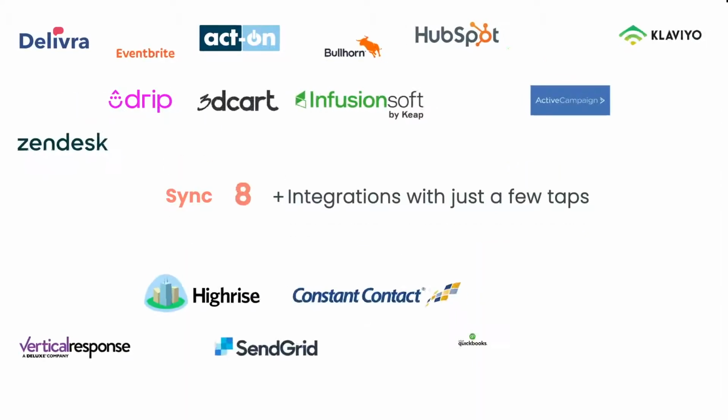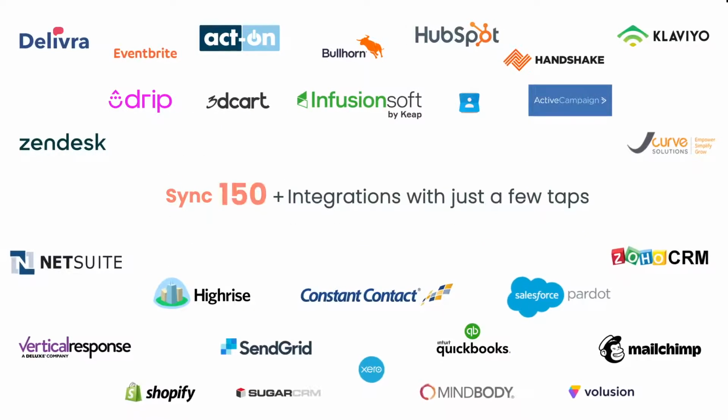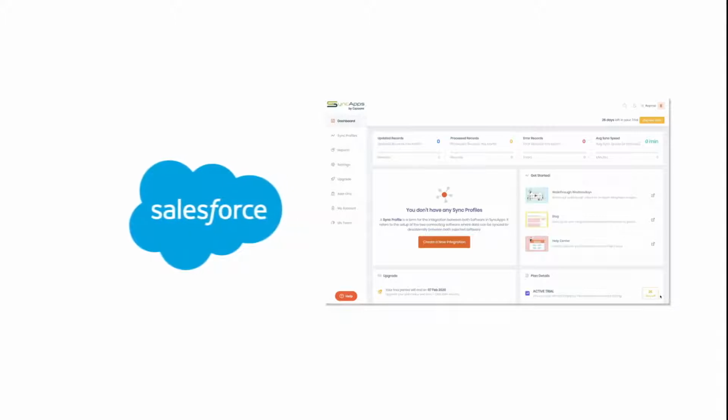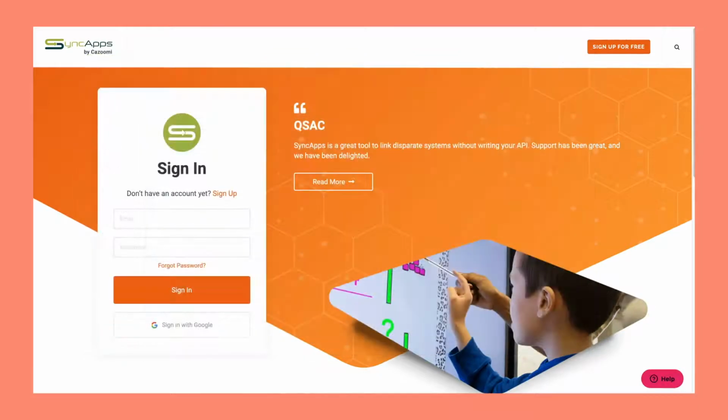Currently, SyncApps supports 150+ integrations, including CRM, marketing automation, e-commerce, financials, and even support software as your system of record. But for this video, let's take Salesforce, a robust CRM and sales platform, and Constant Contact, which is a marketing automation platform, as an example of how to create a sync profile from your SyncApps dashboard.